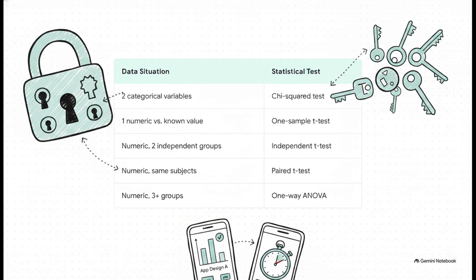Let's say you're comparing purchase completion, just a simple yes or no, between app design A and app design B. Well, that's two categorical variables, which means you need the chi-squared test. See? It's all about picking the right key for the right lock.